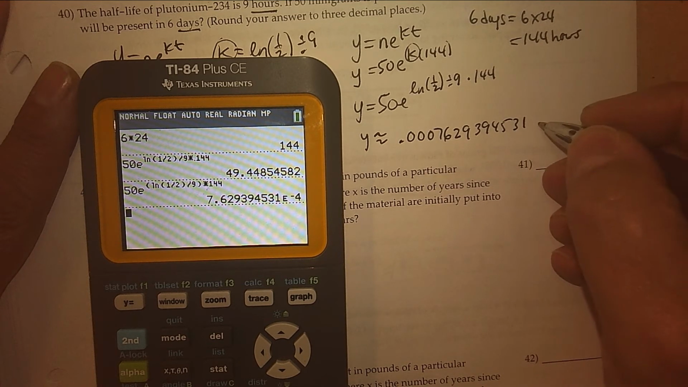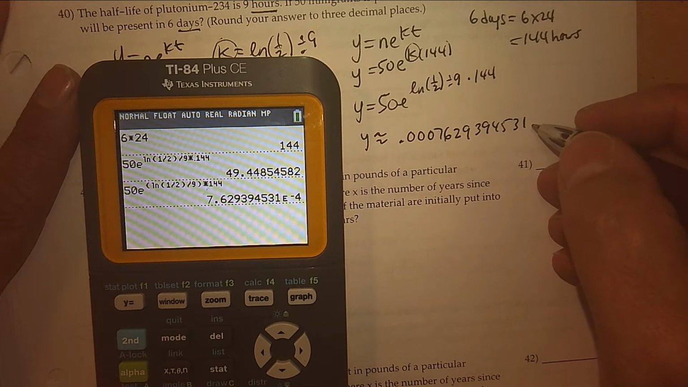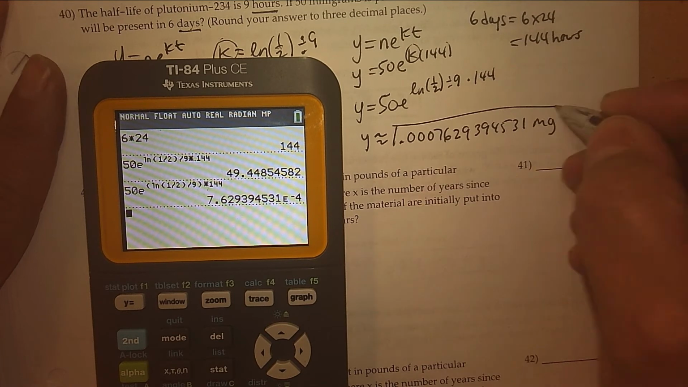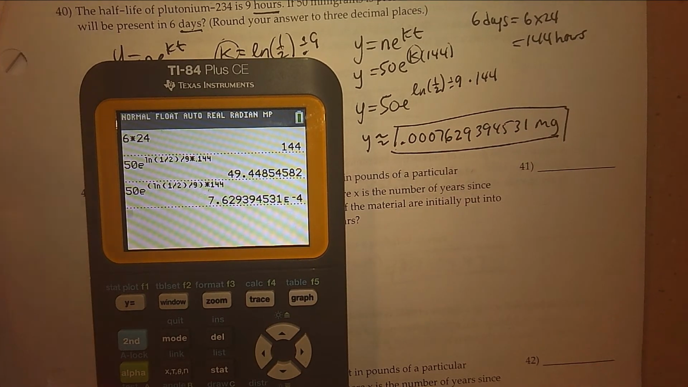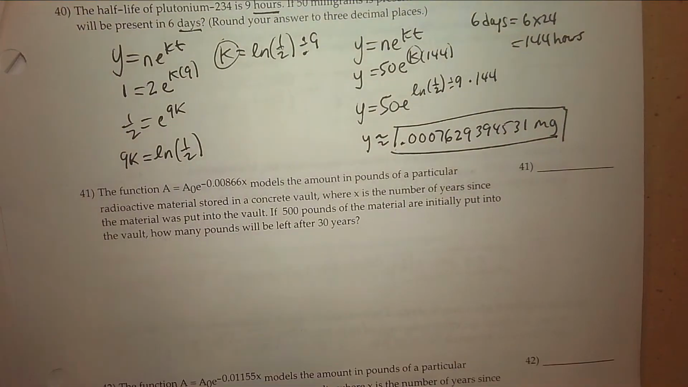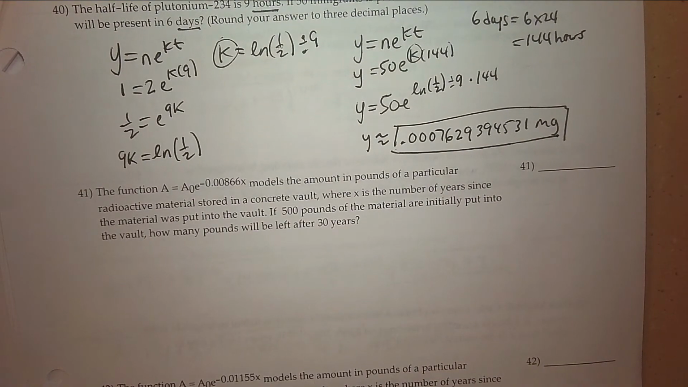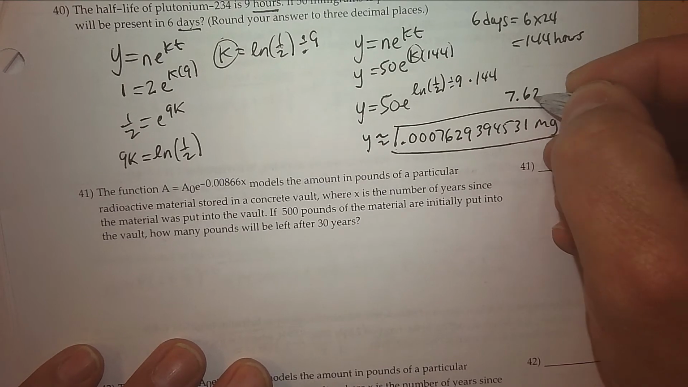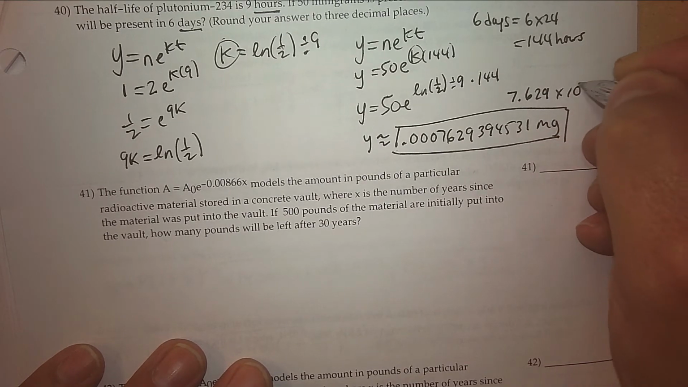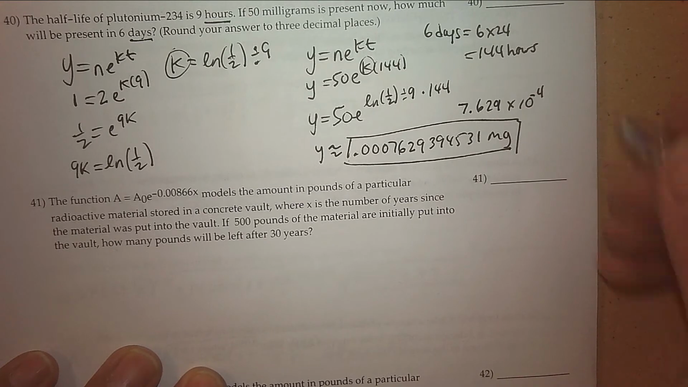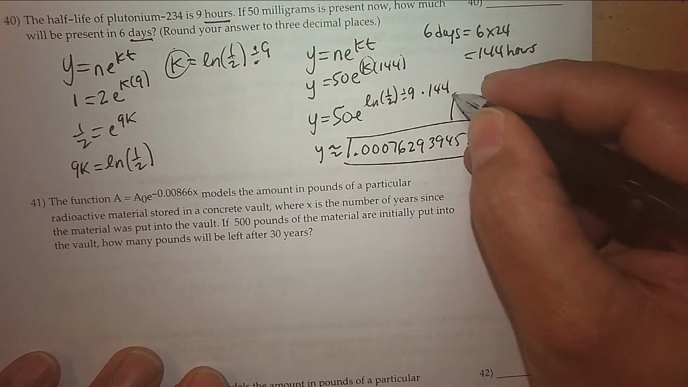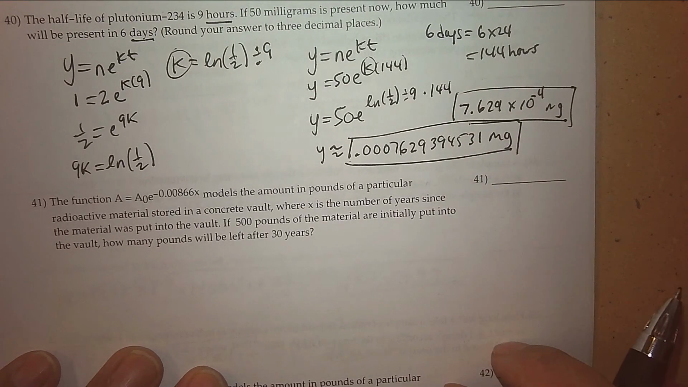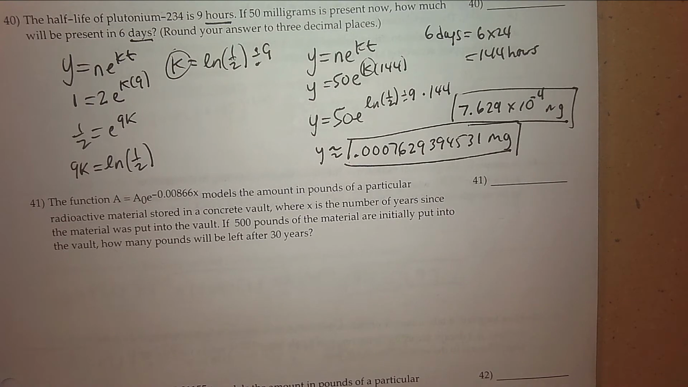Right? Like so little. That's how many, and it's in milligrams. I mean, so little would be left in 9 days because it's decaying so quickly. You could also write this as 7.629 times 10 to the negative 4. Have you ever written a number in scientific notation? So that would be the scientific notation. Same answer, just written in a different way.